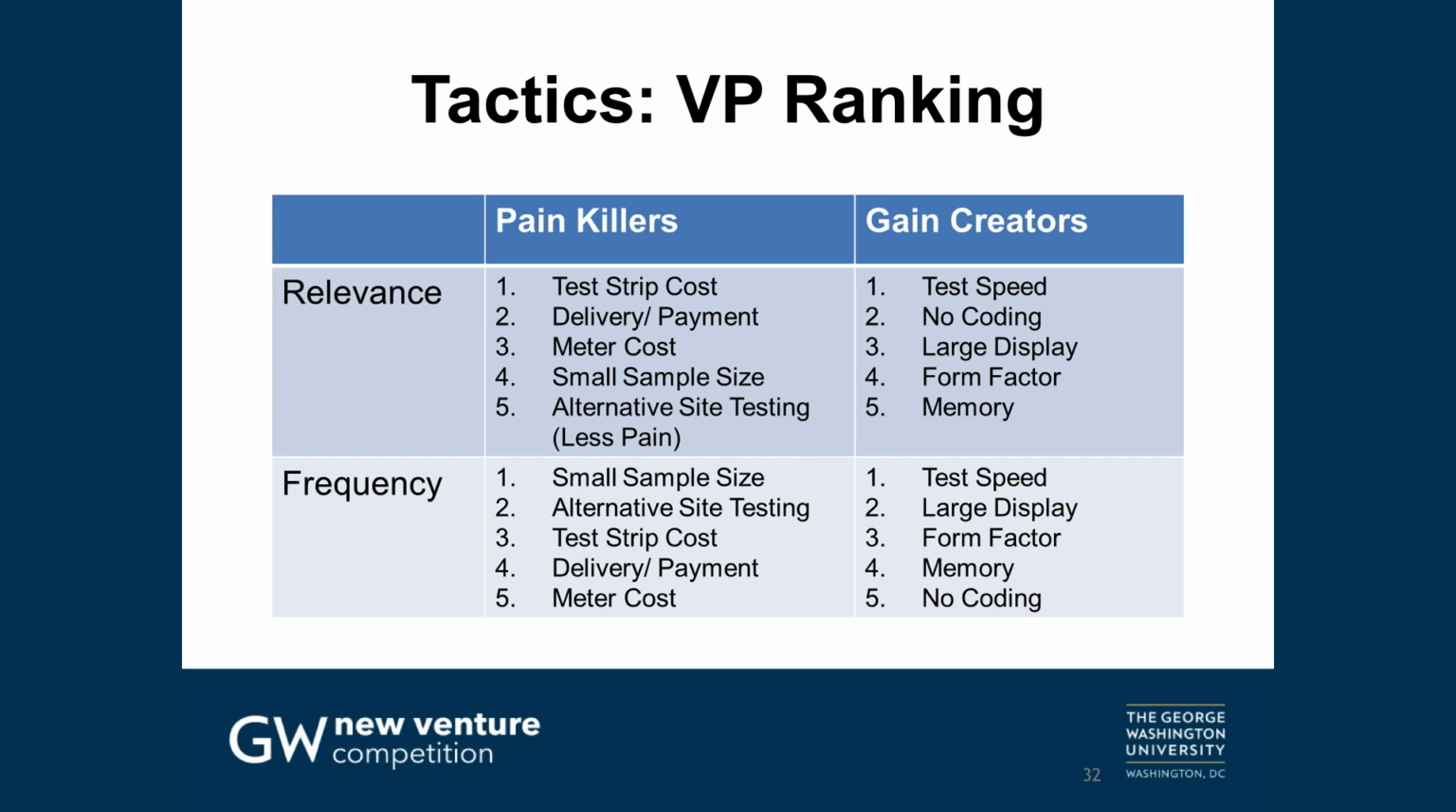So for example here, we found that in terms of relevance, or what customers cared about most, was the cost of the test strip. The test strip is the little disposable part of the metering process where you apply the blood and then you throw it away afterwards. A diabetic may be using 2 or 3 or 4 of these every day. And so the costs obviously add up quite a bit. So that was their biggest pain. They wanted to have a cheaper test strip.